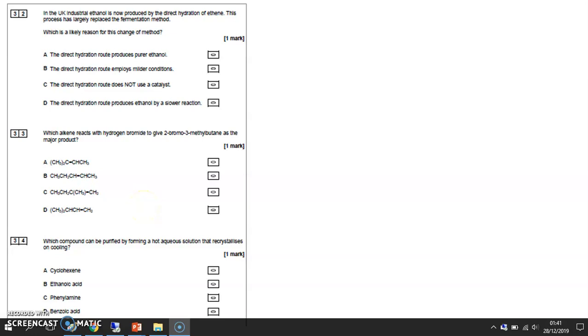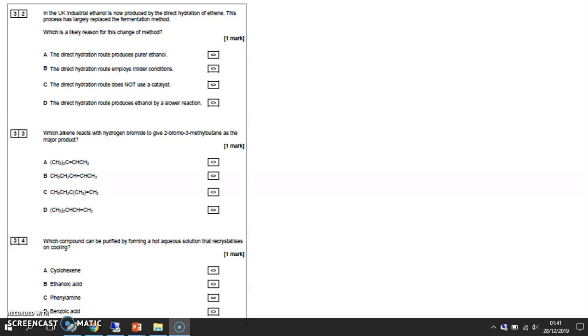Question 32. In the UK, industrial ethanol is now produced by direct hydration of ethene. So ethene's got a double bond. Hydration is addition of water as opposed to dehydration, which is removal of water. So I'm adding water across the double bond. This process has largely replaced the fermentation method. What's the likely reason for this change in the method?